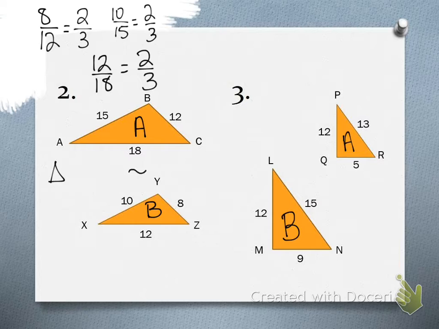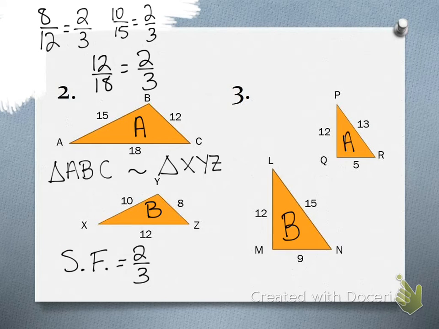How do you want to name your first triangle? ABC. Okay. Is similar to XYZ. And our scale factor is 2/3. If you had gotten 3/2, 3/2, 3/2, that's fine up there, but the direction said scale factor of B to A, which is why a side from B would have to go on top for that.